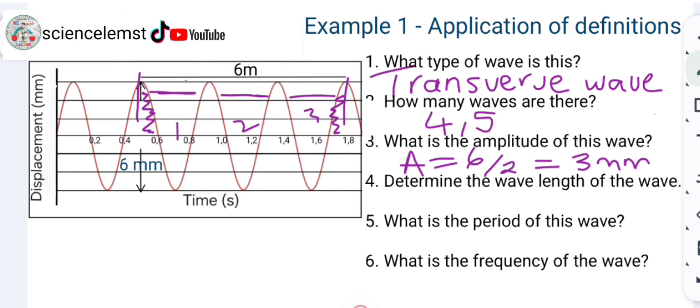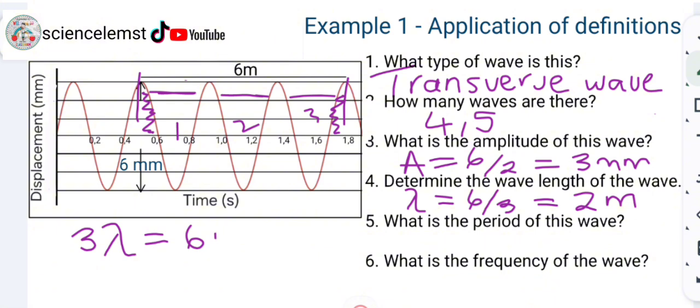So now for my wavelength, I can simply say wavelength equals the distance that is given divided by the number of waves that I have. And then my final answer will be 2 meters. If you want to be technical, you can say 3 times my wavelength equals 6 meters. Divide both sides by 3, and I end up with wavelength equals 2 meters.